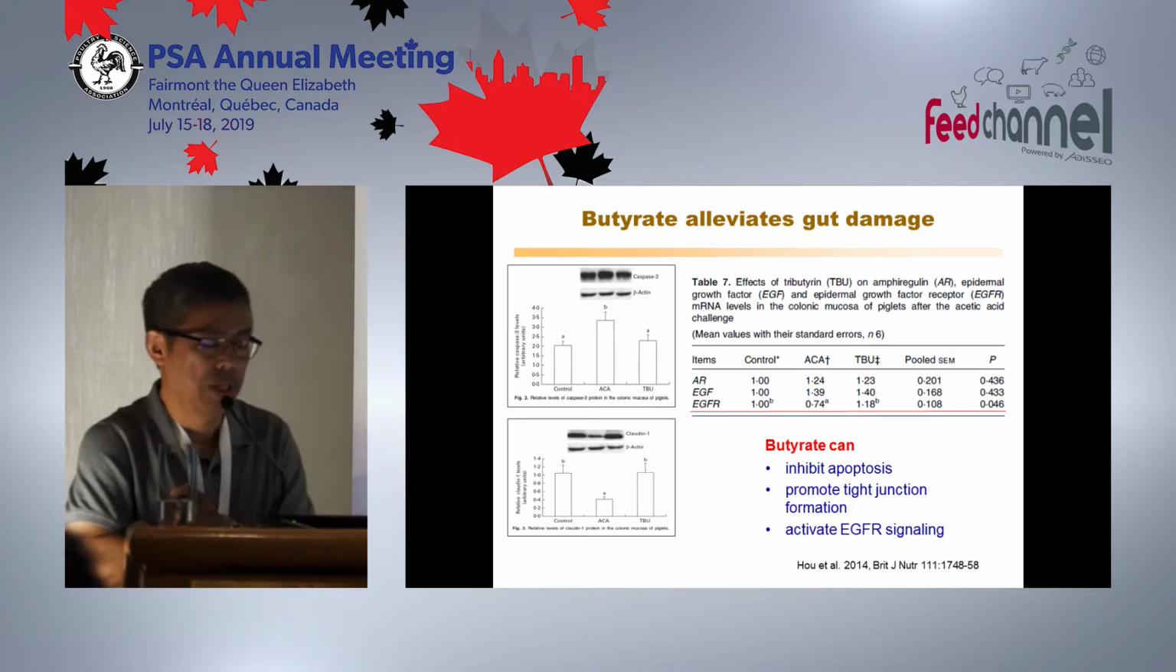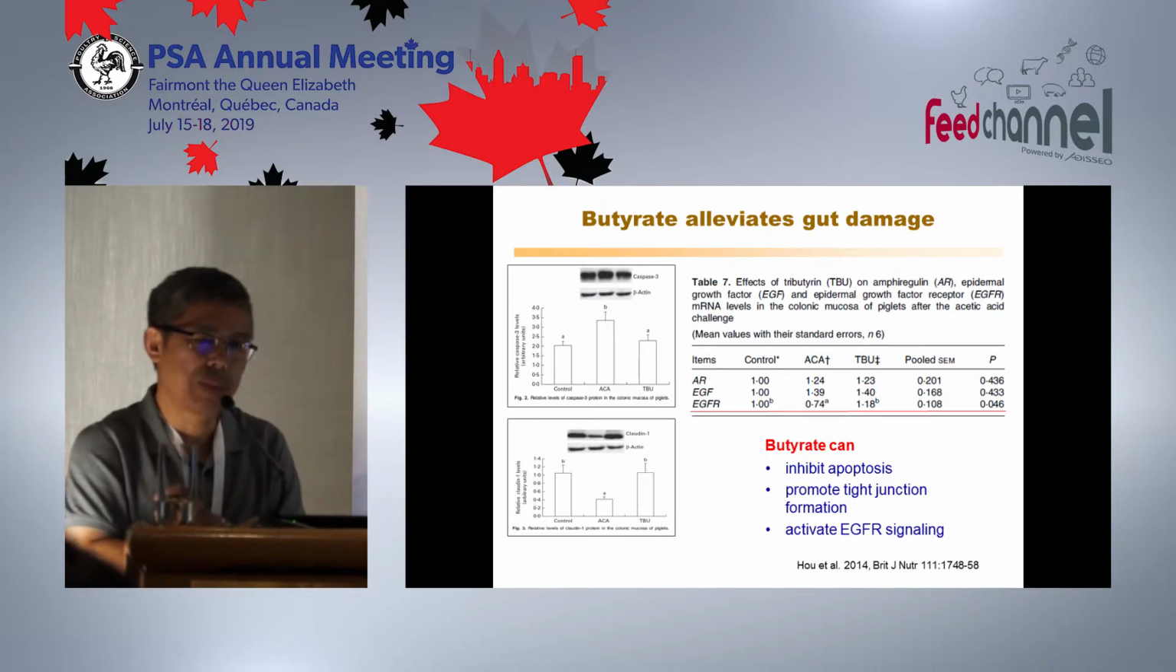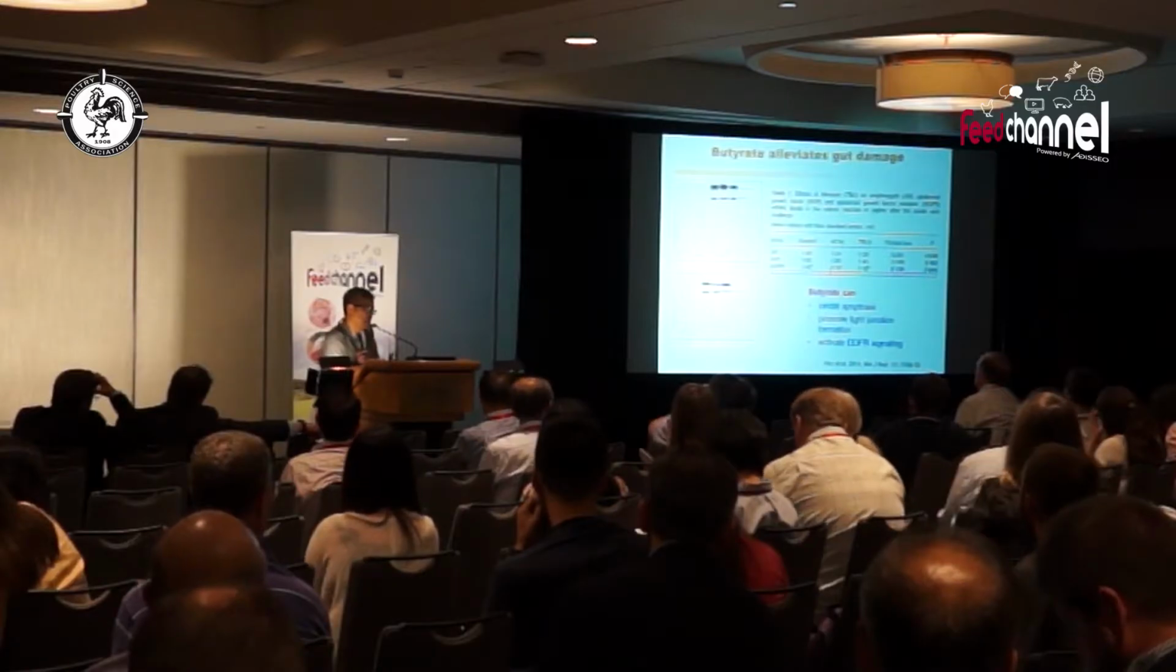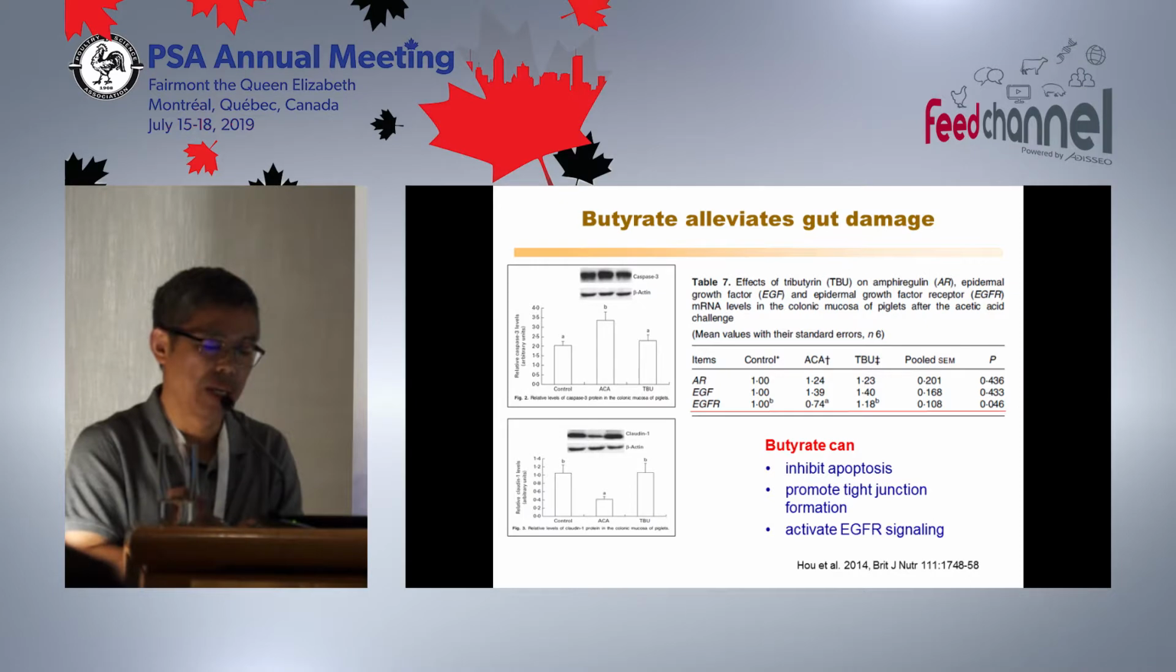They also checked the EGF receptor level. In acetic acid treated piglets, the receptor level was down-regulated significantly, but between the control group and the butyrate treated group, there was no significant difference. Therefore, the conclusion is that the butyrate treatment can inhibit apoptosis, promote tight junction formation, and activate EGF receptor signaling, therefore alleviating the intestinal injury.